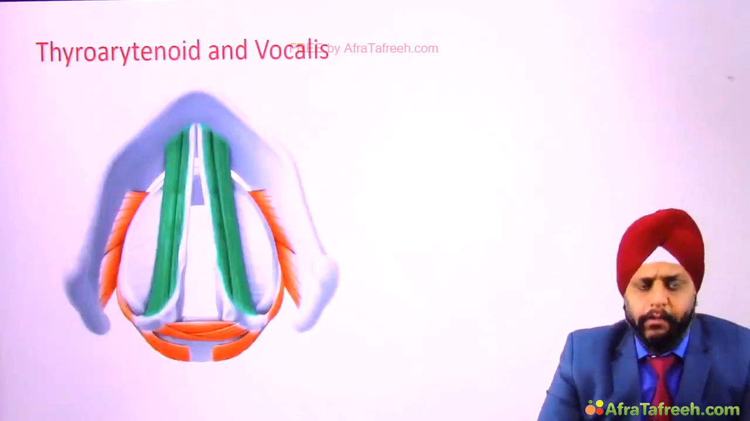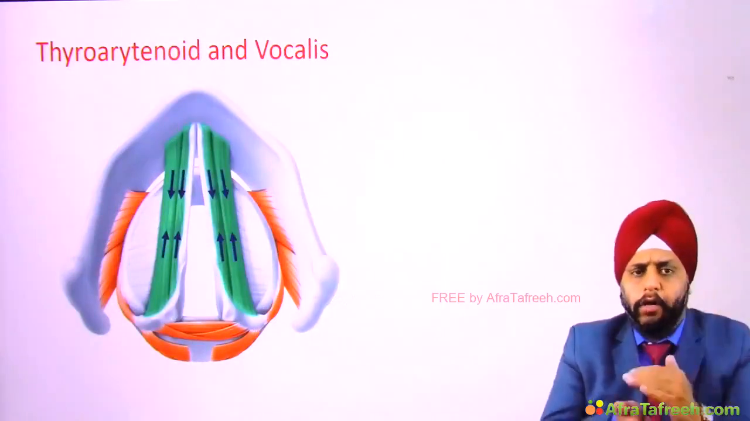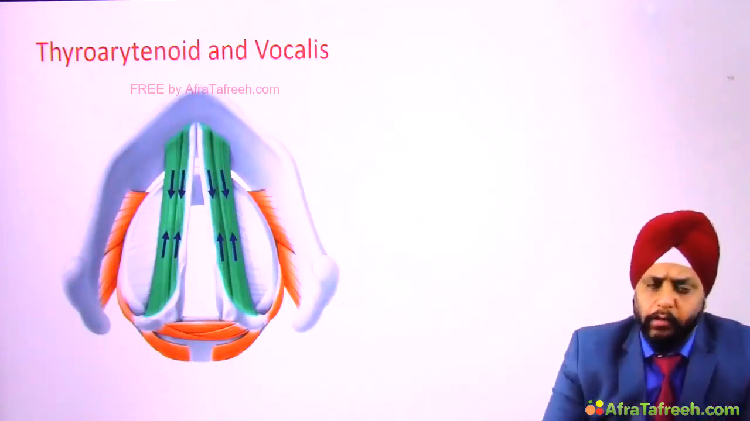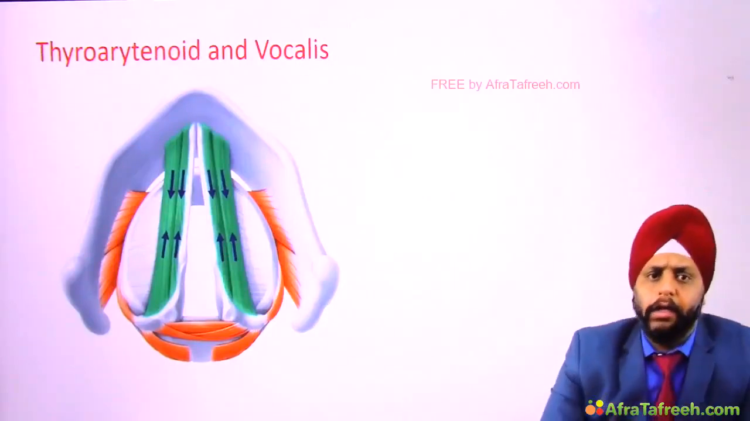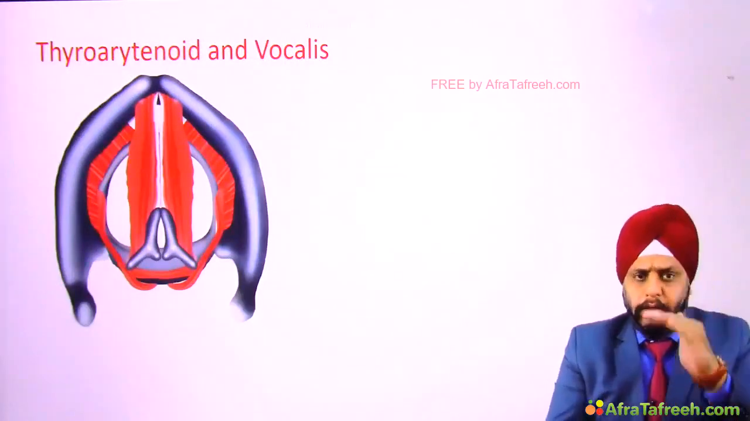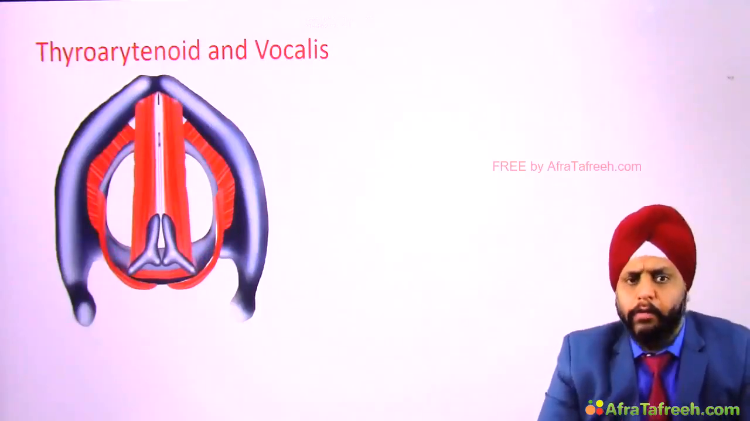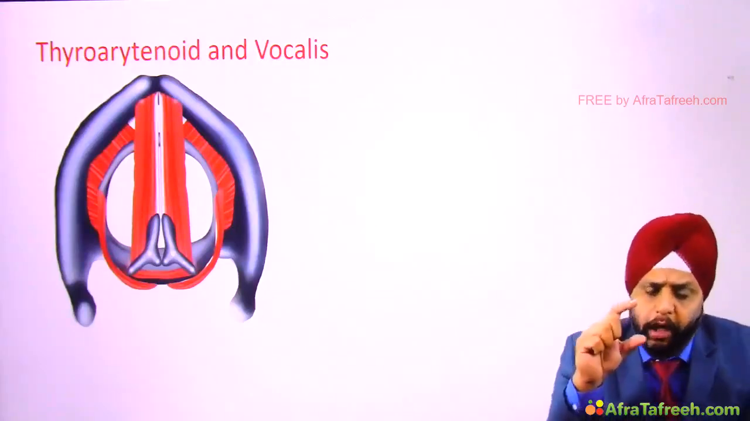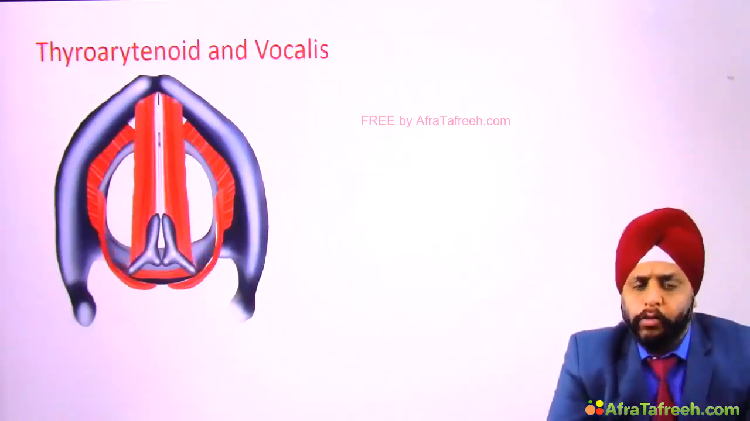Now, what happens when this thyroarytenoid contracts? When the thyroarytenoid contracts, it brings the ends closer. So they close down the anterior posterior diameter and close the airway. Let's look over here. The thyroarytenoid contracts and brings the arytenoid closer to the thyroid cartilage. Now, when this happens, what do you see? Not only is there adduction, but you see the action of the vocalis muscle. When the vocalis brings the arytenoid closer, what happens?